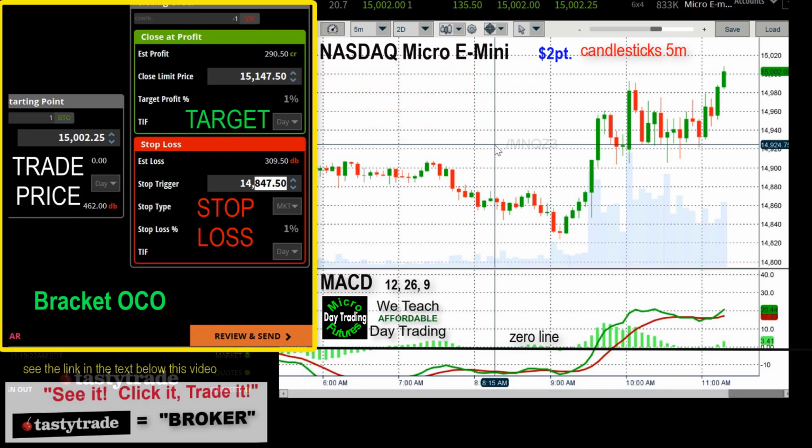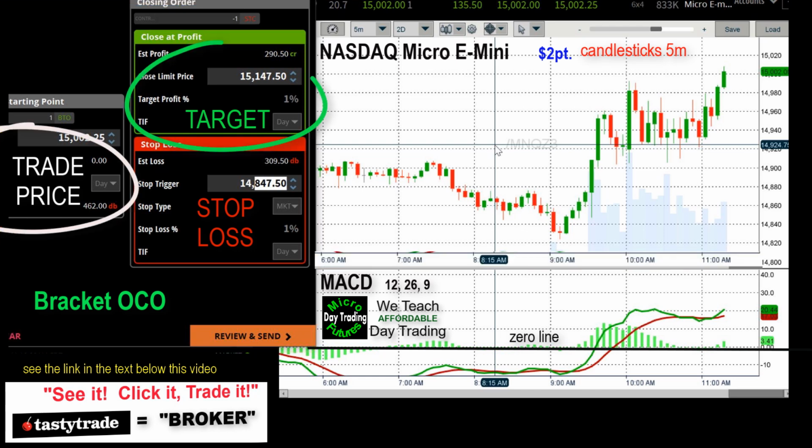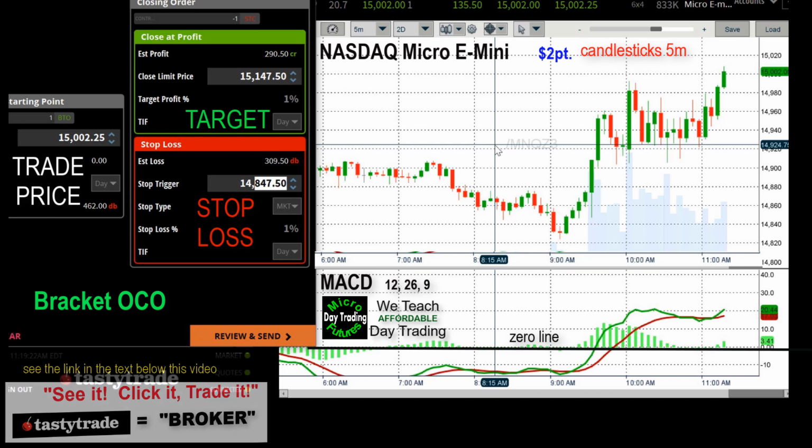Over on the left is the bracket order. When I enter an order, I use a bracket, one cancels the other order. What this does is put in the trade price, the target price, and the stop loss all at one time. I'm using the Tasty Trade software. It has a built-in calculator. Once you select the target price and the stop-loss price, it automatically calculates the dollar amounts for you, and you can change any of that as many times as you need to.